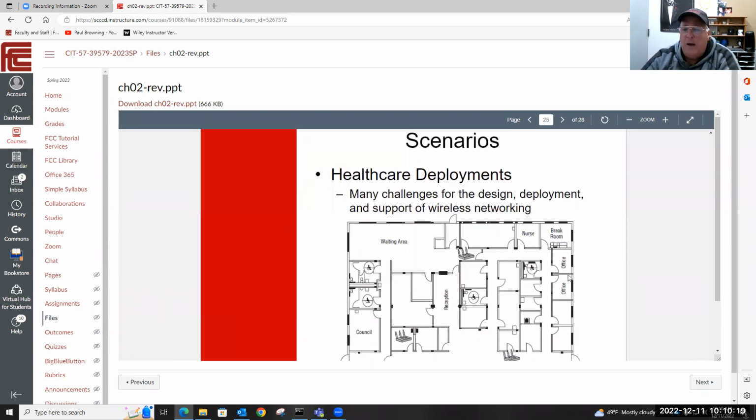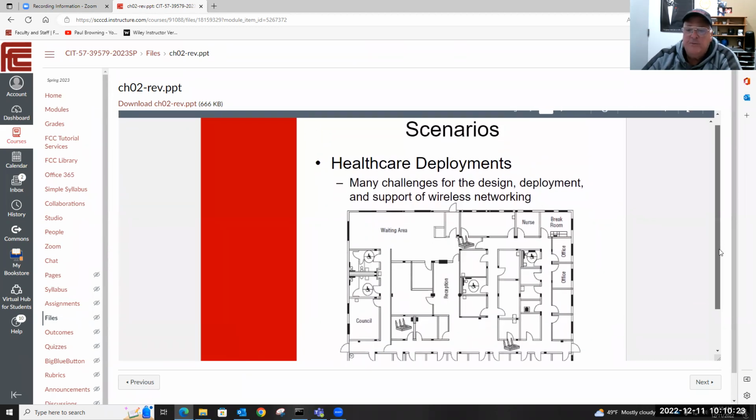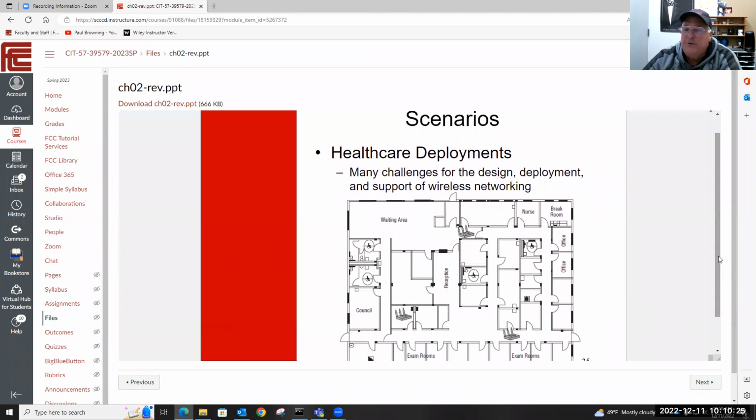How do we do things for healthcare? Okay, if you go over to St. Agnes, or you go over to community hospitals, a lot of times you walk down the hallway and you look on the ceiling, and there are access points in the middle of the ceiling going down the hallway. Why? Because it's more practical.